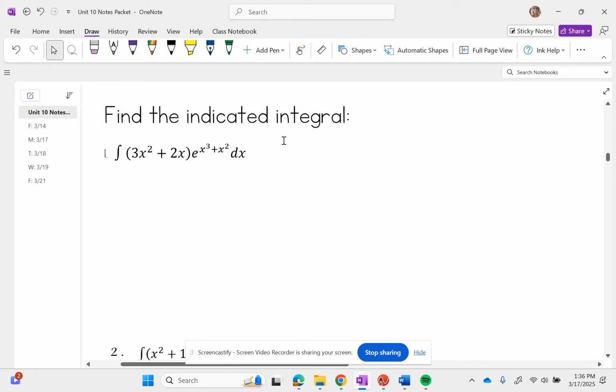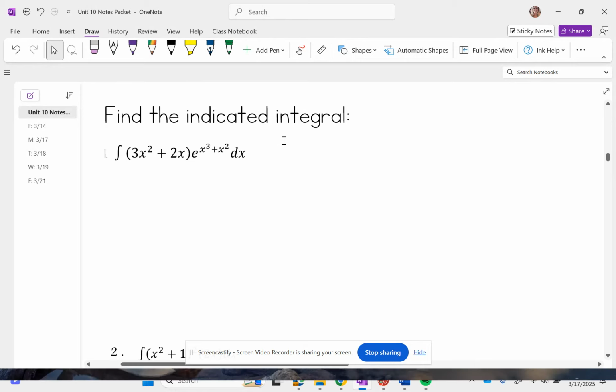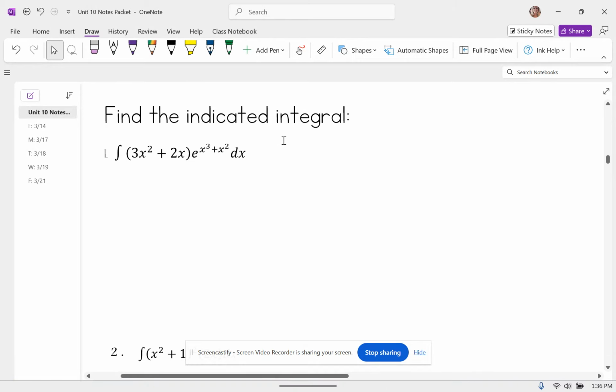They're blaming you. Okay, so let's go to the next page and we're going to do some more problems. Look at this one. What is usually the outer function and what's usually the inner function? So e is usually the outer, and then the exponent is usually the inner, right?